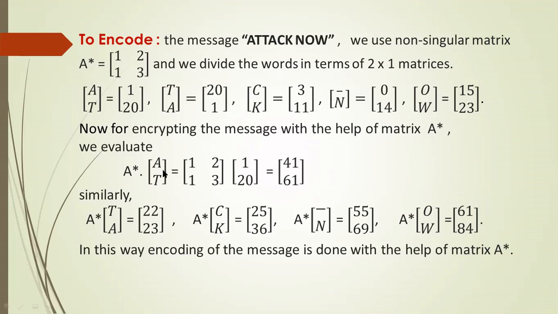So the original vector [1; 20] is converted into [41; 61]. So the encryption is done for this column vector. Similarly, we do it with the other column vectors. In this way, the encoding of the message is done with the help of matrix A*.